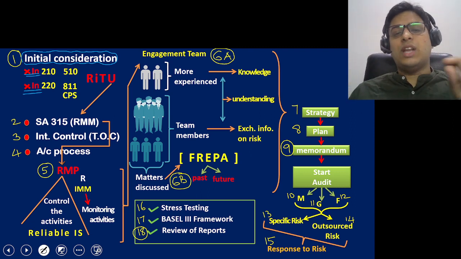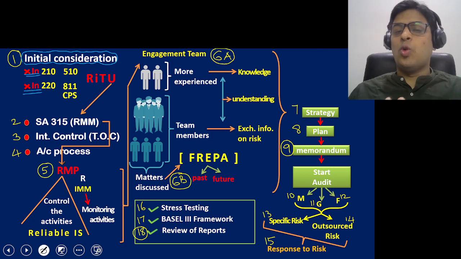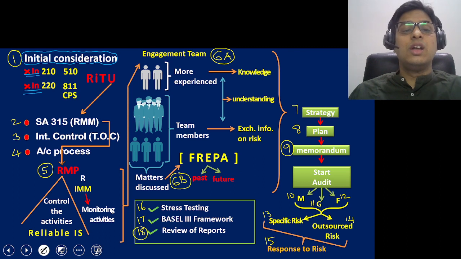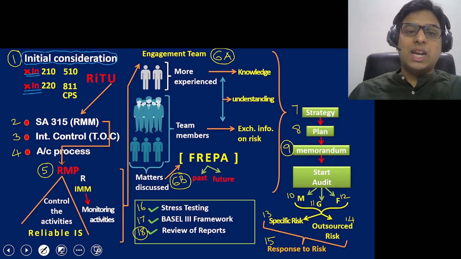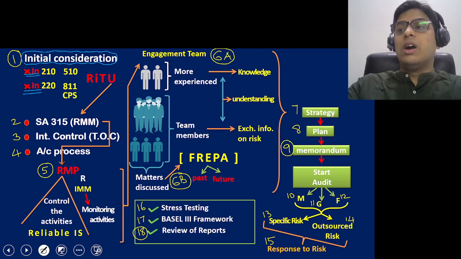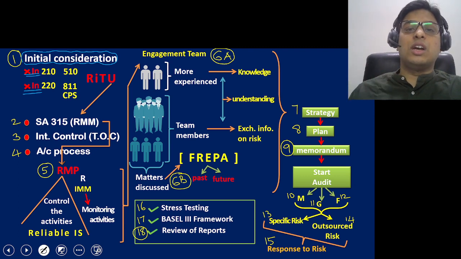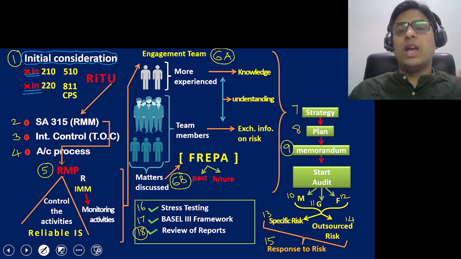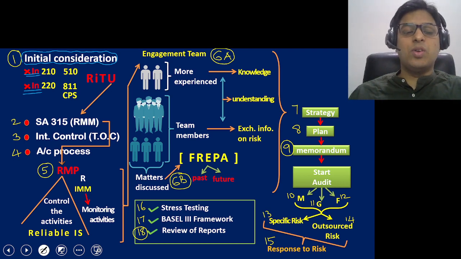So tell me the two points with the cross. First is no indebtedness to the bank. So there should be no loan that the auditor should take from the bank. Second is there should be no internal assignments association with the bank. So in the year in which you are doing statutory audit, you should not be doing any kind of internal assignments with the bank.